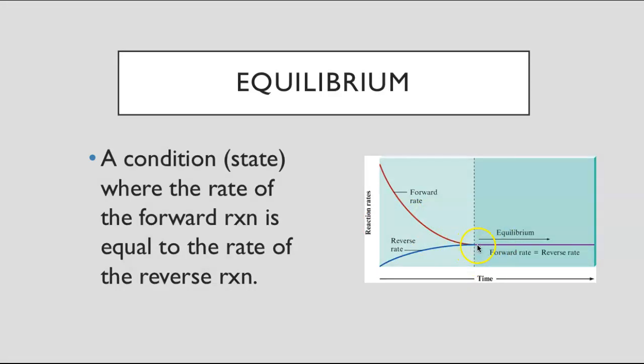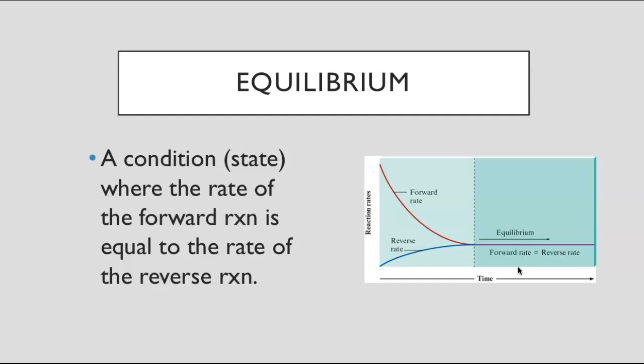And eventually you're going to get to a place where the rate of the forward reaction is equal to the rate of the reverse reaction. Once you reach that point, you have reached equilibrium. So equilibrium is a condition. It's the place where the rate of the forward reaction is equal to the rate of the reverse reaction.